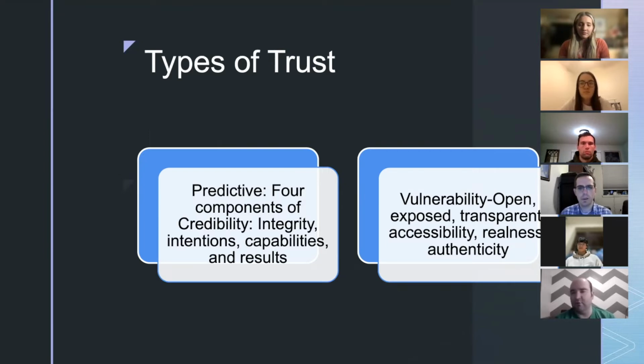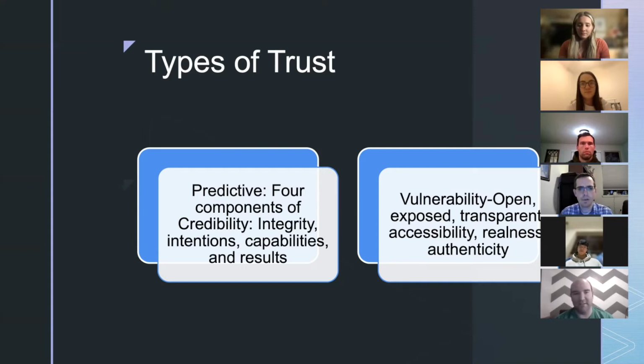Next is the vulnerability, though. That is harder to obtain and one that if you don't really try for it, it often doesn't come about. And that vulnerability-based trust is being open, exposed, transparent, having accessibility, realness, and authenticity. So just being vulnerable with those around you.